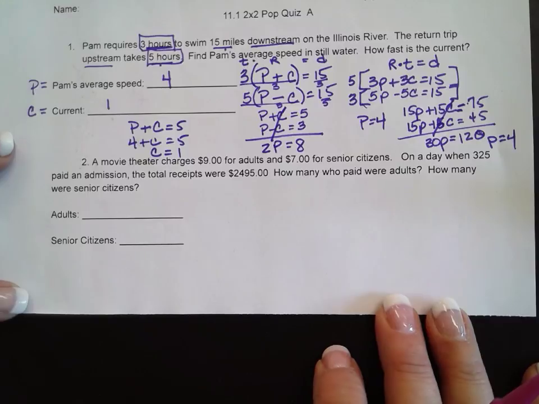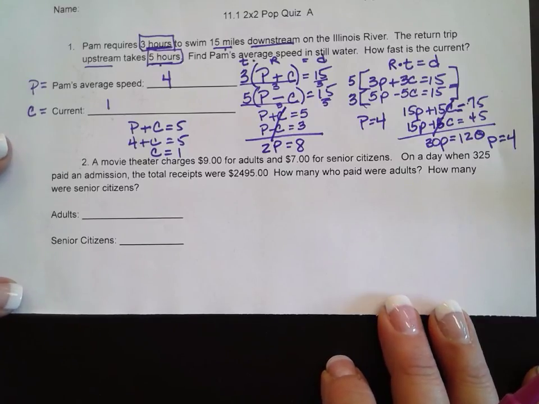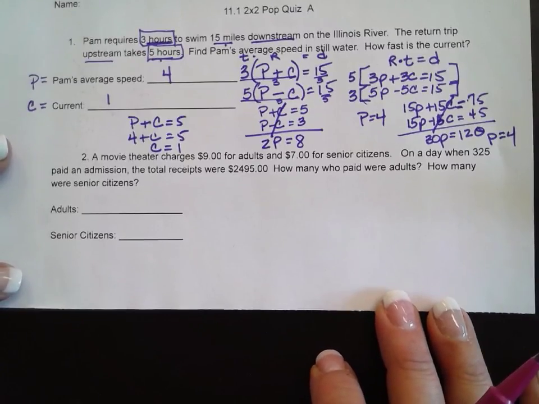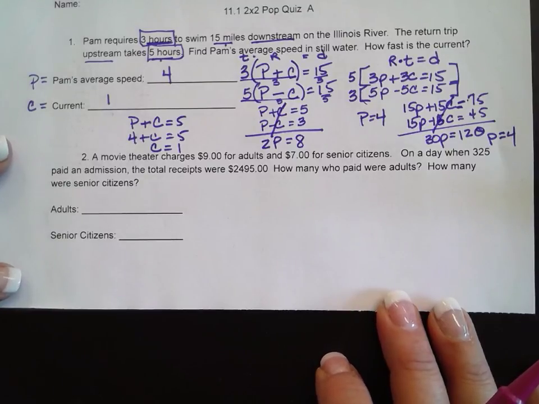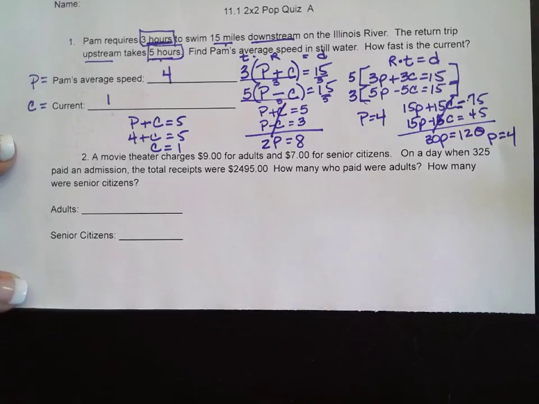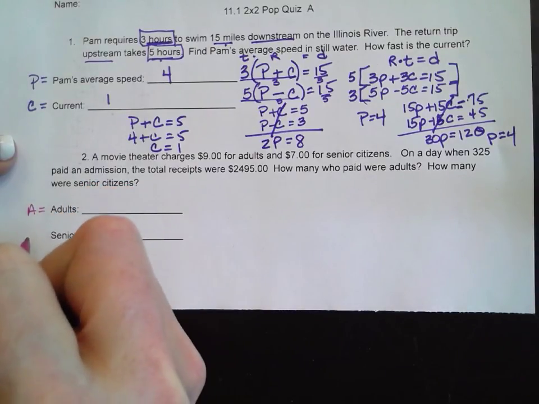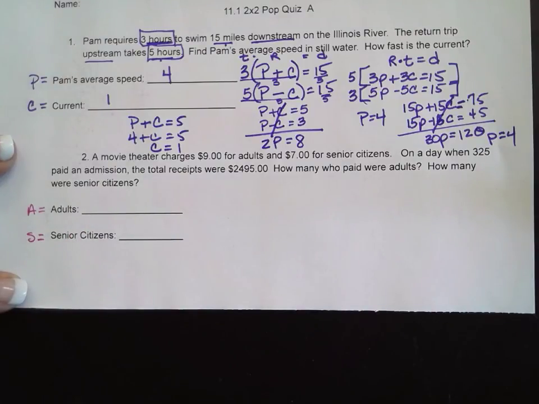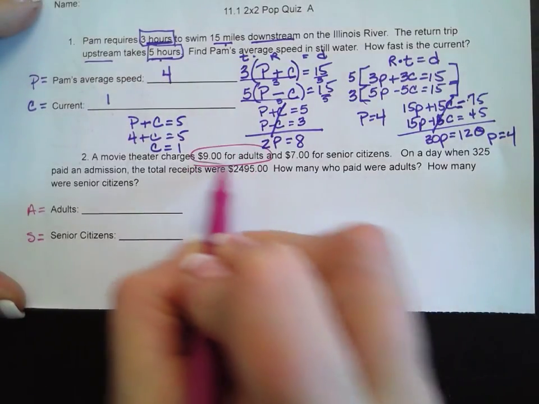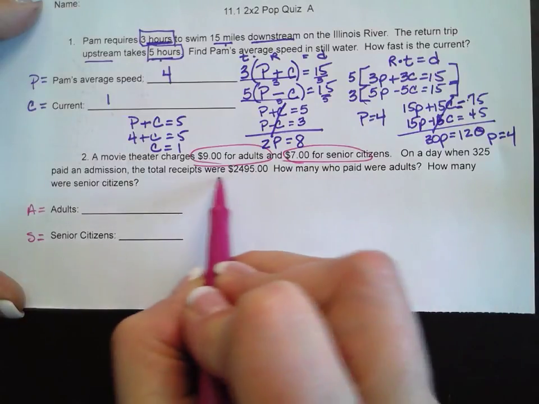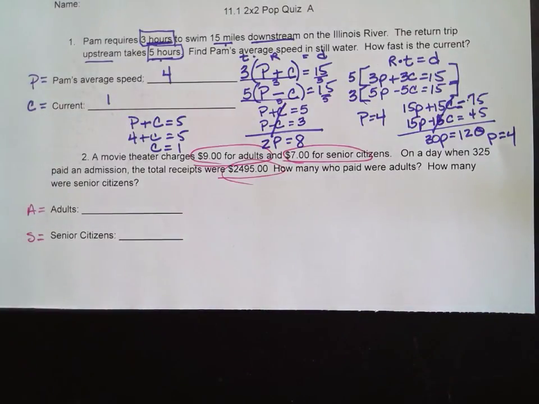Okay. Movie theater charges $9 for adults and $7 for senior citizens on a day when 325 paid for an admission. Total receipts were $24.95. All right. A equals adults. S equals senior citizens. Good? I know this is my price for adults and that's my price for senior citizens, and that's how much money got taken in. So that's kind of a relationship. So I'm going to keep that on deck.